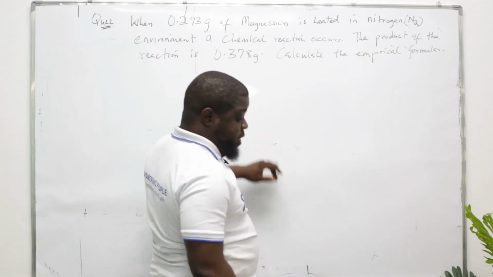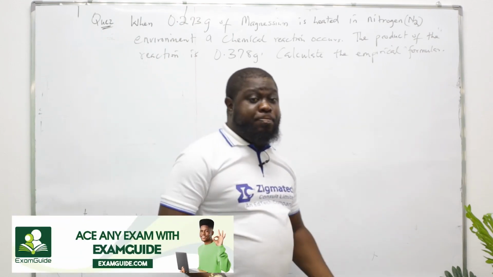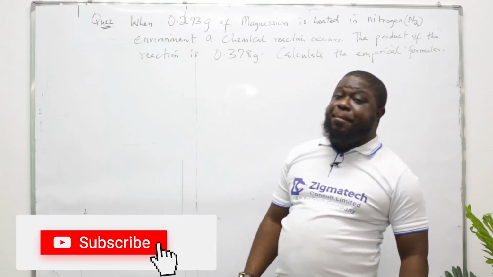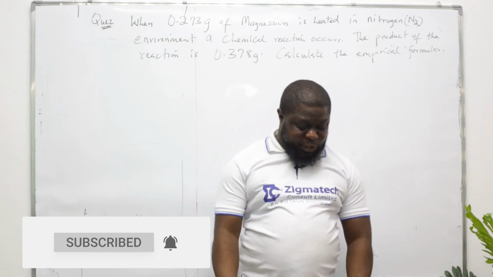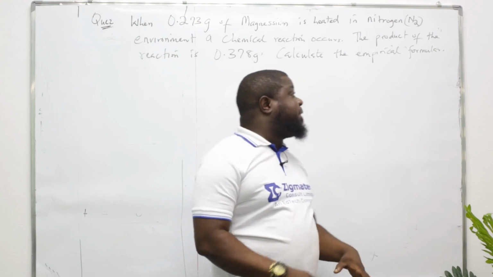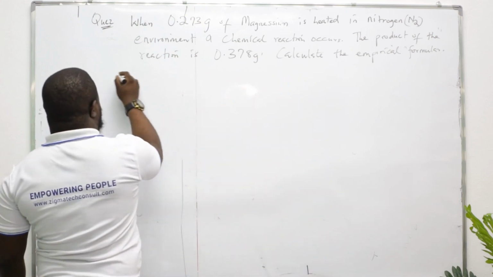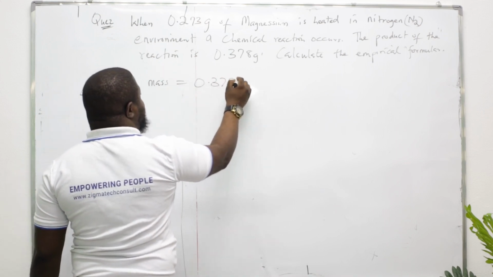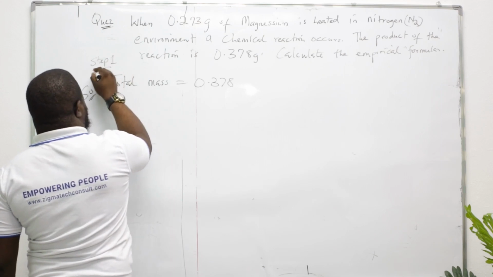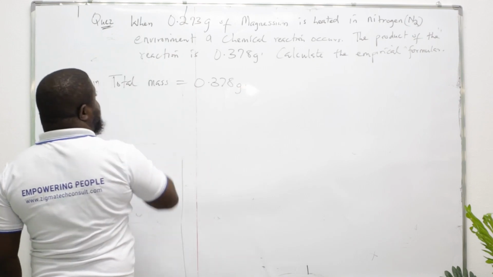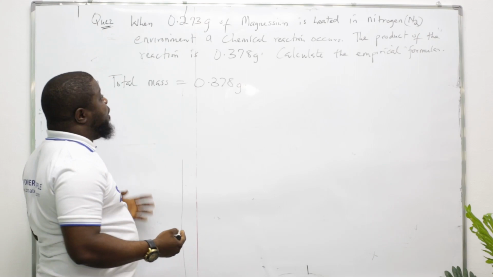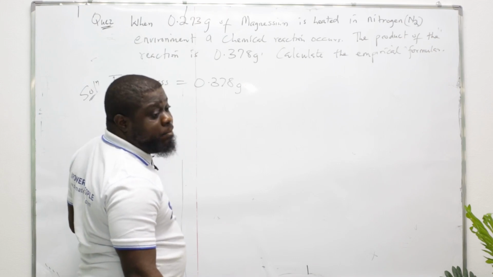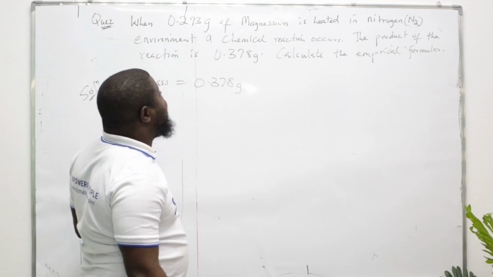Now, remember I told you for the empirical formula, the percentage will be changed to grams. In essence, you must first look for the mass of the elements. Now, the product of the reaction is this. They say the total mass of the product is 0.378 grams. In essence, the total mass of the reaction is 0.378 grams. Now, you know the grams of magnesium, but you don't know the grams of nitrogen.